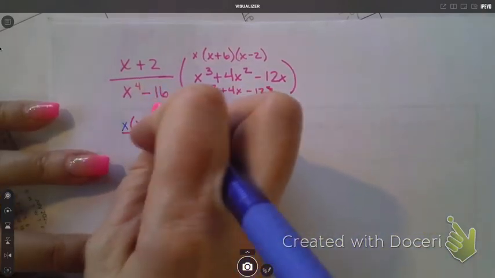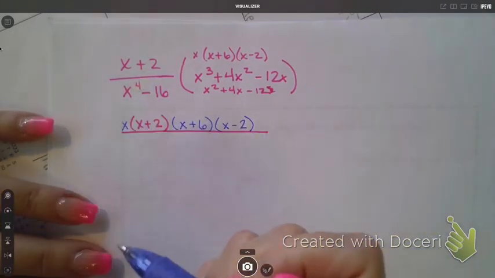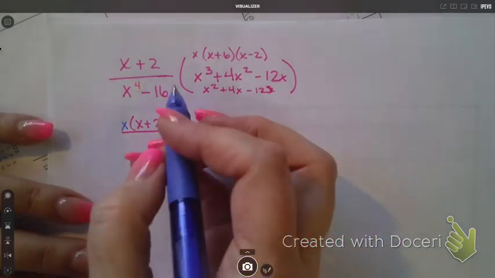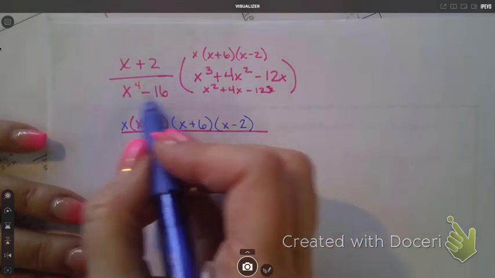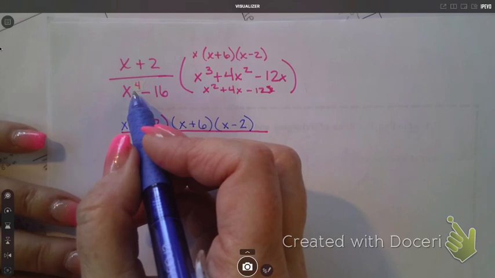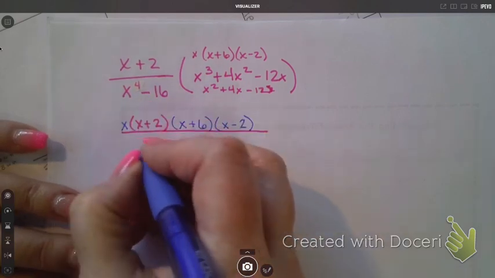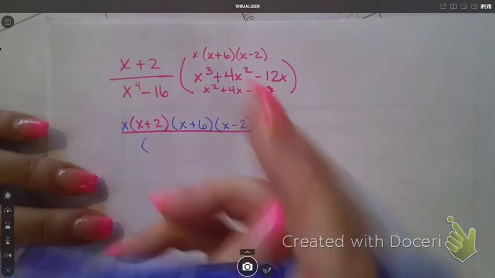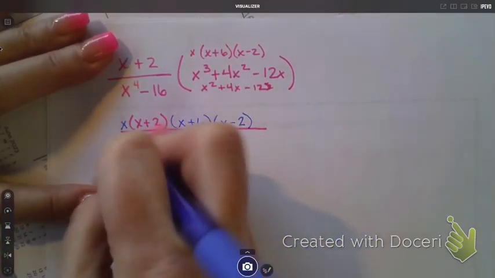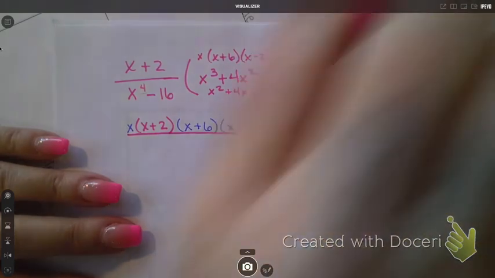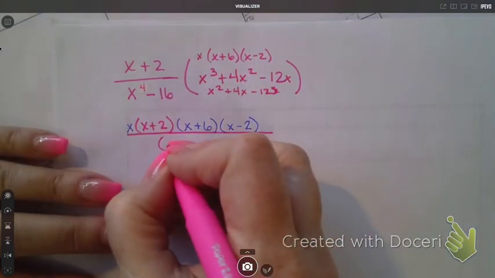Okay, so now I need to factor this, don't I? So it is a difference of squares. It's just not the square you're used to, right? It's not going to be x. It's going to be x what? Squared. So it's going to be x squared minus 4 times x squared plus 4.